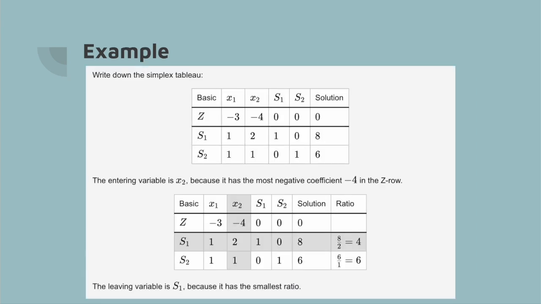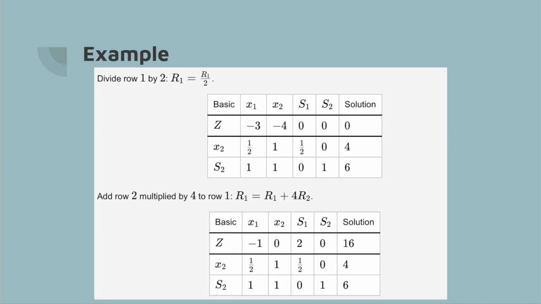In the next step, we have to write down the simplex tableau. This is where we have to perform the first pivot operation. The entering variable is x2 because it has the most negative coefficient, -4, in row 0. And the leaving variable is s1 because it has the smallest ratio. So that means we have to replace these two variables and update the table, which will give us the following table.